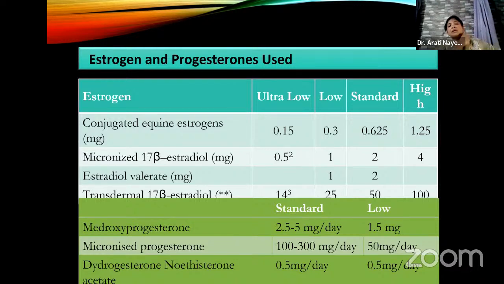For conjugated estrogen, the standard dose is 0.625 milligram. We can use up to 1.25 milligram also. A commonly used drug is estradiol valerate. The standard dose is 2 milligram.